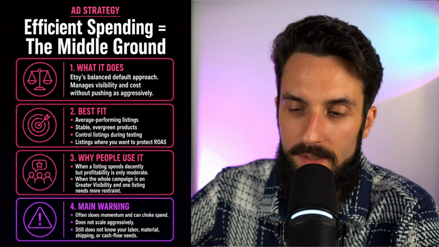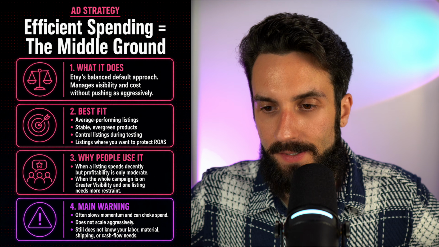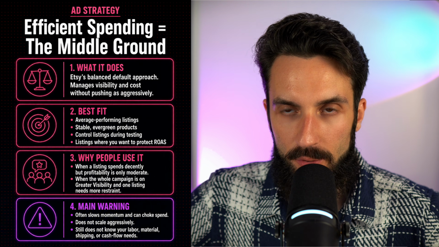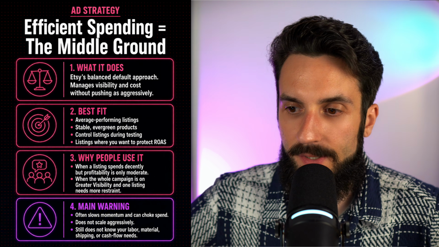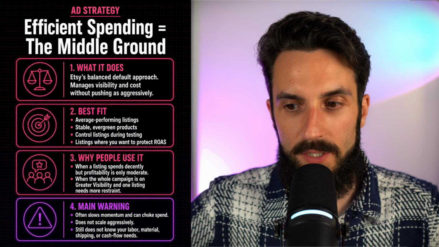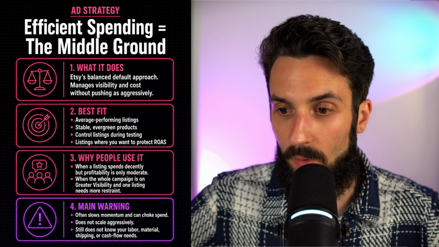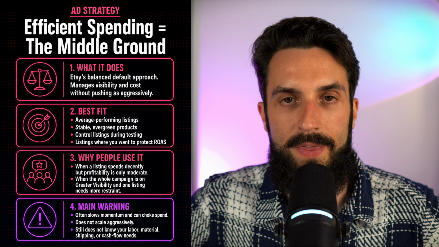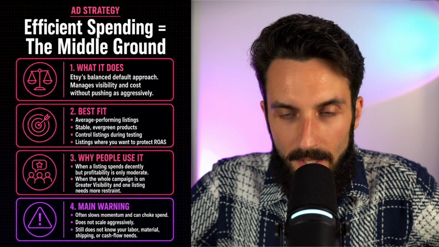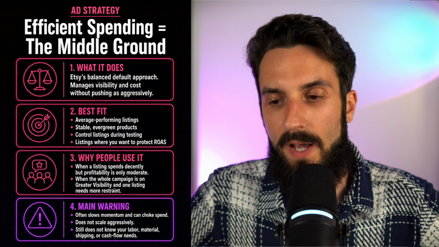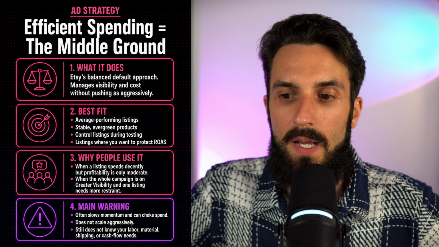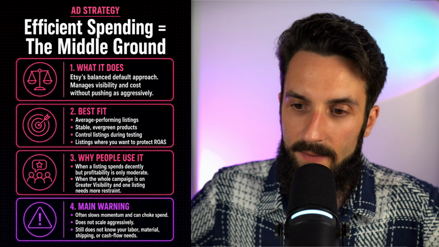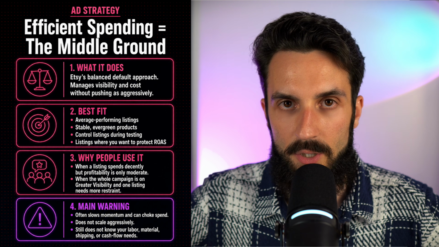Next setting, efficient spending. What Etsy says it does is essentially take a balanced approach between visibility and cost. Etsy treats it as the default strategy for listings that don't clearly belong in one of the other categories. And if you're under $25 a day, everything is going to be on efficient spending. That's the default campaign setting if you're not above $25 a day. So it is pay to play. At $25 and above, you can change all these settings.